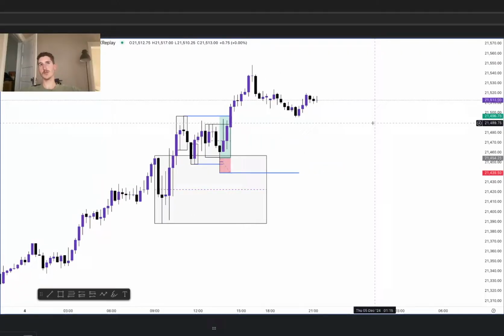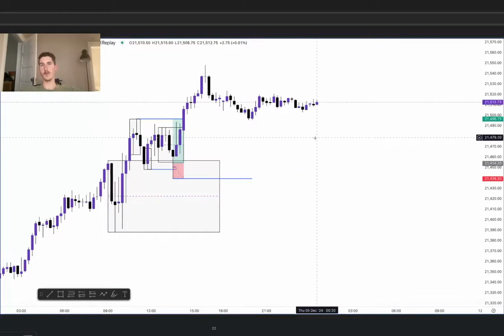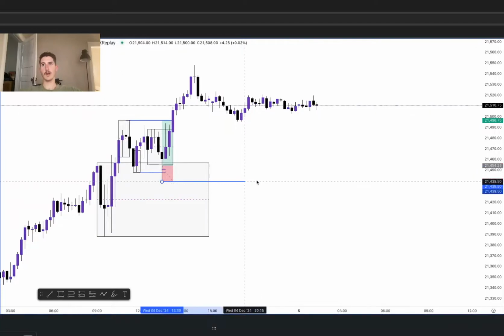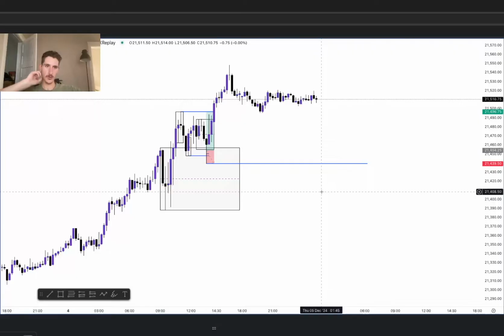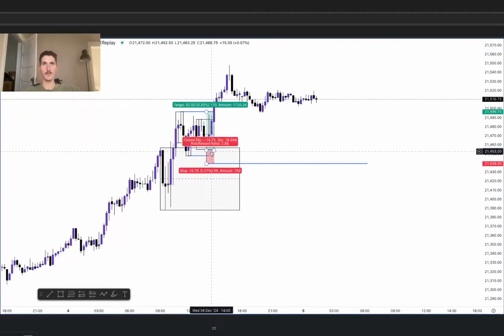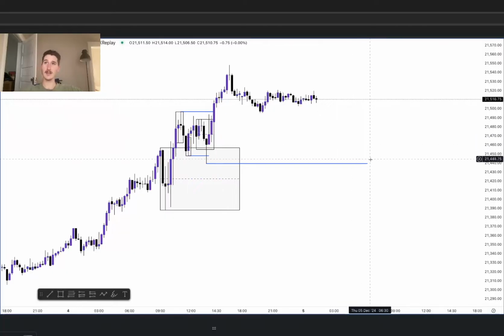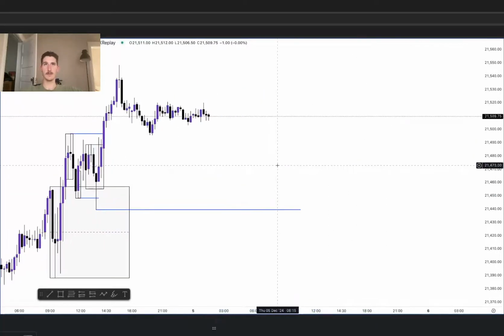Because it's not a structural low, this is an example where people would see this here marked out, and it could take this, and people would think, oh shoot, it just took out a low, and that convinces everyone to get stopped out. I think that this is actually probably going to get swept and go up.